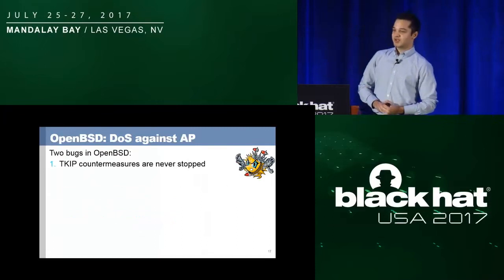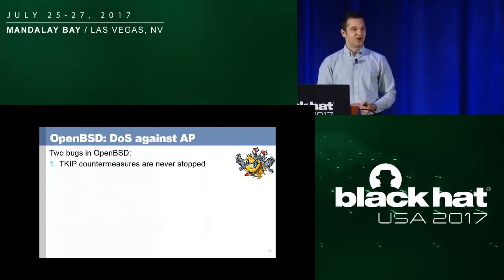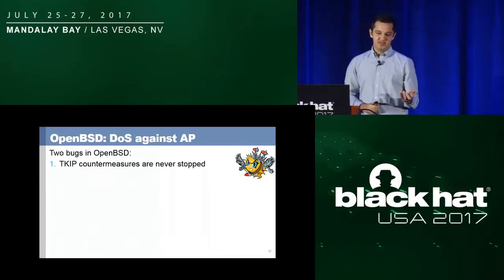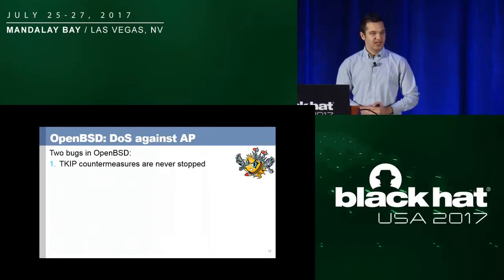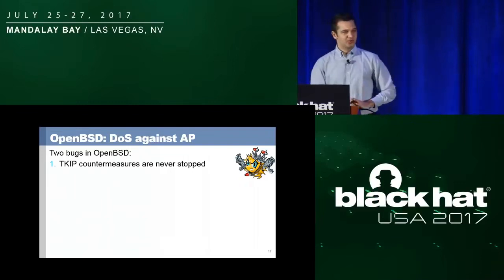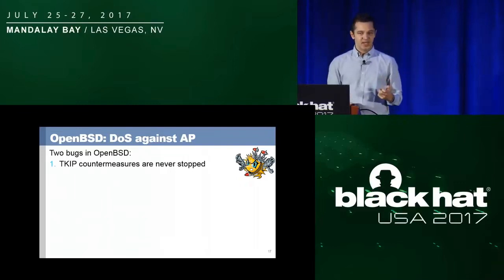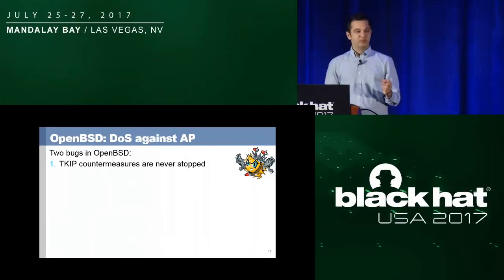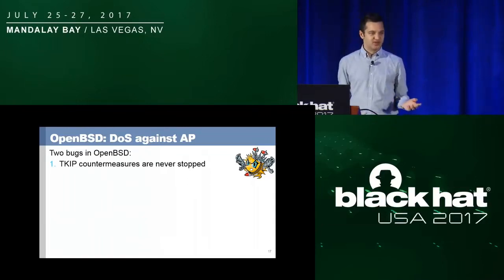So now to the more interesting part of our examples. We have also tested the OpenBSD implementation of the Wi-Fi handshake. And here we found several issues as well. In the first issue, we are able to perform a denial of service attack against the access point. And this is based on two vulnerabilities in the implementation of OpenBSD. The first vulnerability is that OpenBSD never stops the TKIP countermeasures.